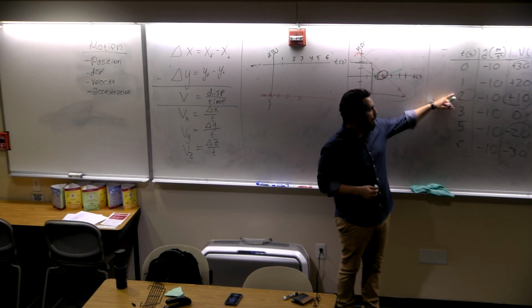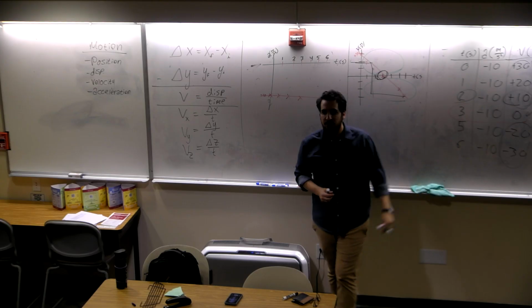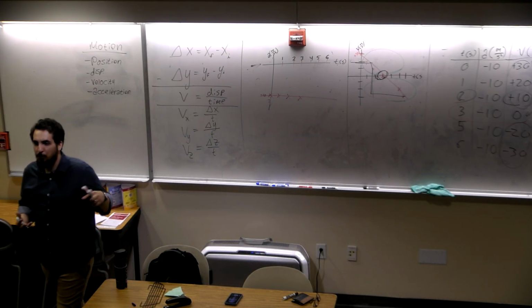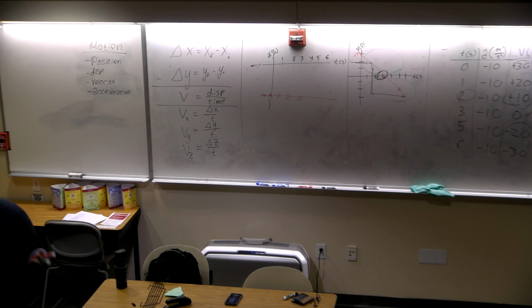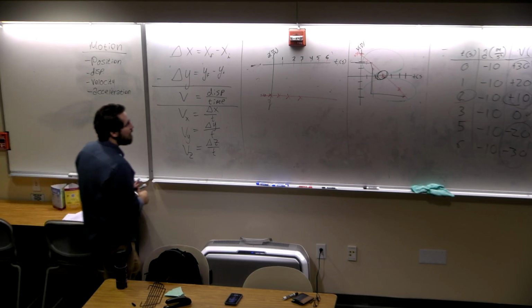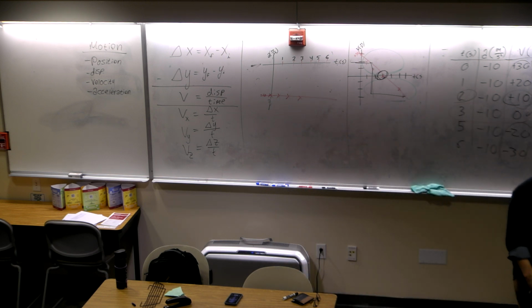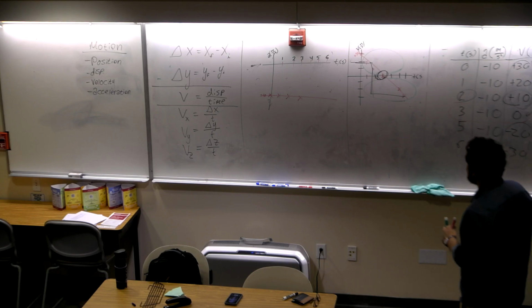If we look at our run, we go from 2 to 6. Well, that's a run of 4. Rise over run, negative 40 over 4 gives you negative 10. Negative 10 being your acceleration. So absolutely, the slope does still give you your acceleration. The slope of the line gives you your acceleration.